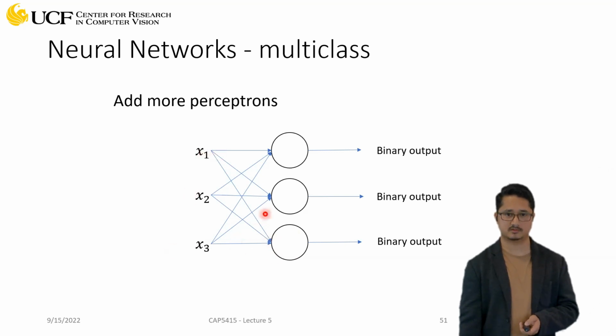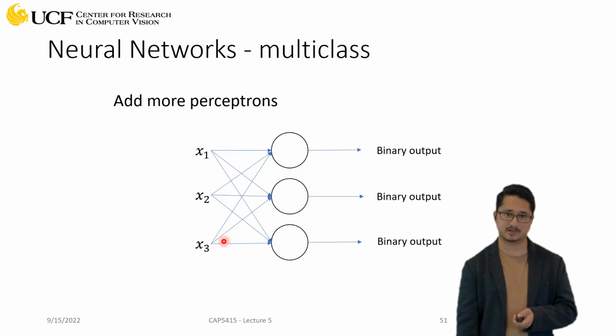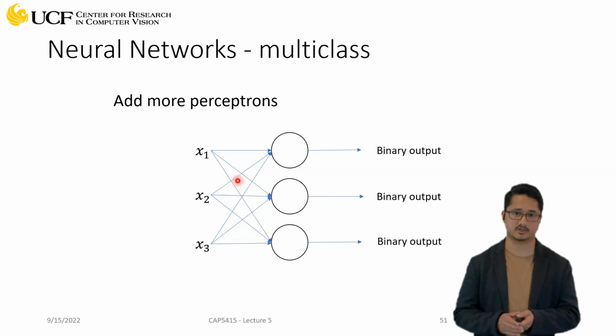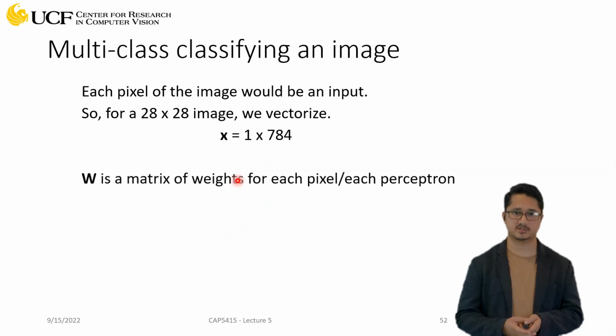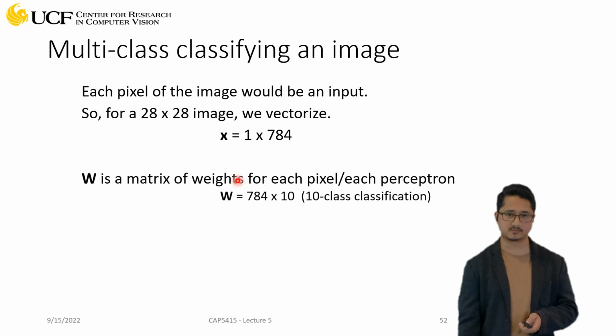All the arrows coming in. Because for each perceptron, you're going to take a linear combination of your inputs. And for each neuron perceptron over here, you will have a different set of weights. So those weights are not shared. Okay, so let's try to understand how that will change the mathematical formulation.